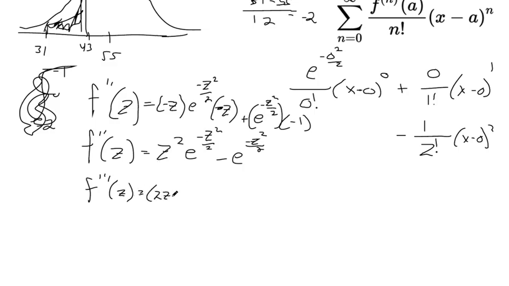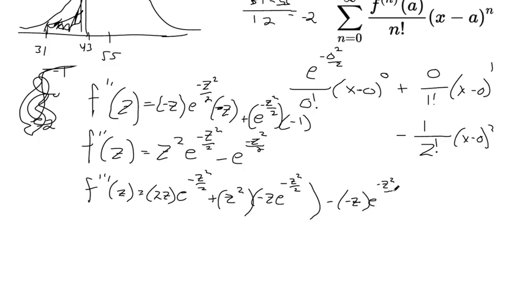2z times e to the negative z squared over 2 plus the derivative of the second with the first kept the same, so this is going to be z squared. And then this is, we just did that. That's negative z e to the negative z squared over 2. So we took a derivative of the first term here. It's all this stuff. And the derivative of this term over here is going to be negative z, because it's the same thing we did in the first derivative. Negative z times e to the negative z squared over 2.